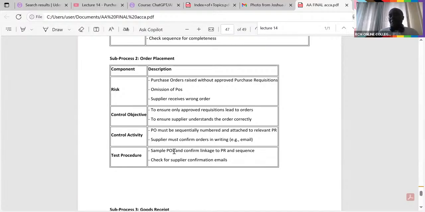Remember, the PO will not come in isolation. It will come with this purchase requisition. So tie the two, tally the two. The two should have the same details, not amounts but details. So I'm requesting for this, and what about the order? Check for supplier confirmation emails.